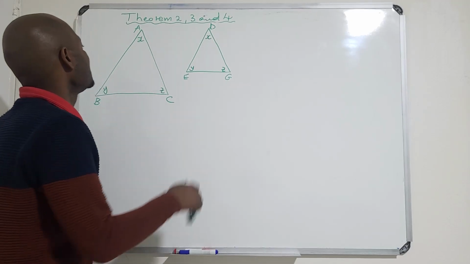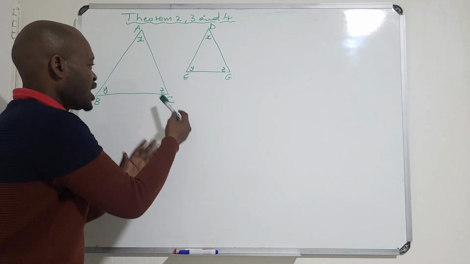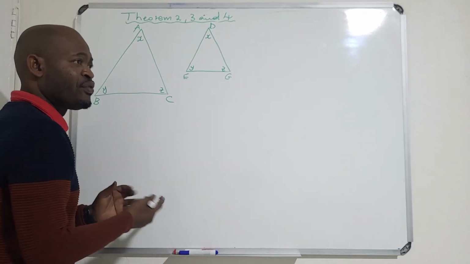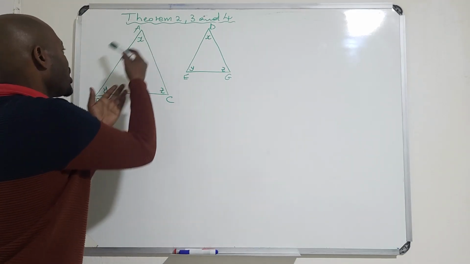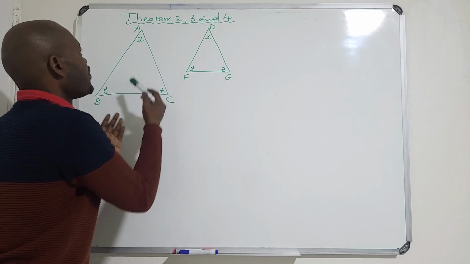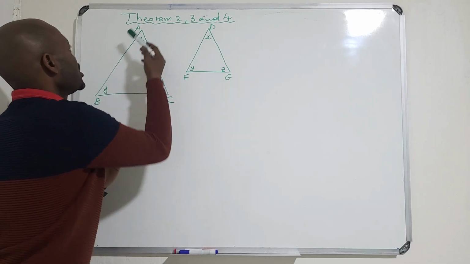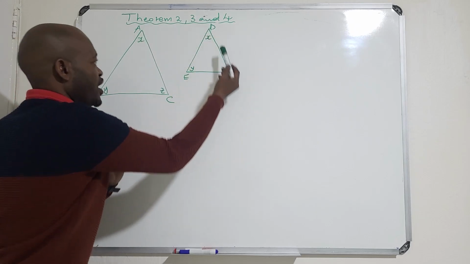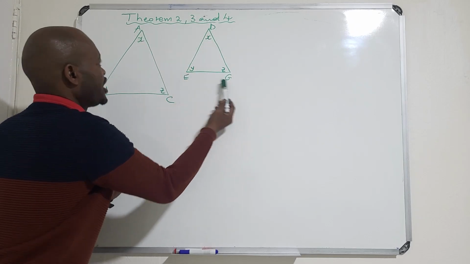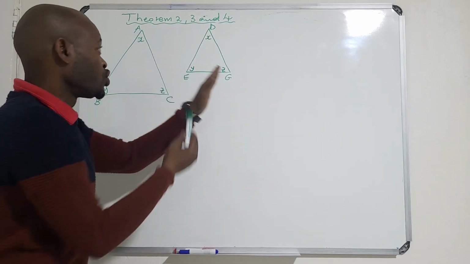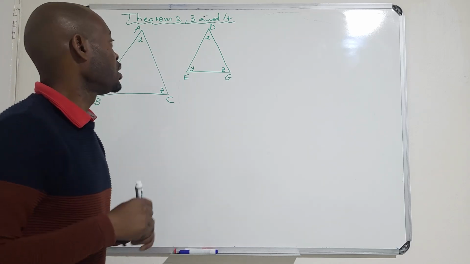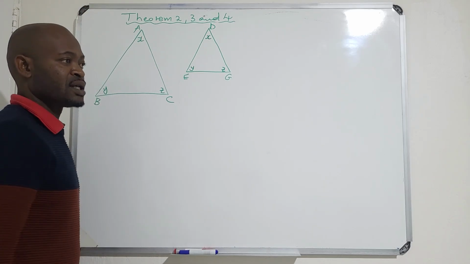By similar, it means that the corresponding sides are in the same ratio. With theorem number 3, we say that when the corresponding sides of two triangles, when this over that, and this over that, and this over that, when the corresponding sides of two triangles are in the same proportion, then the two triangles are similar.